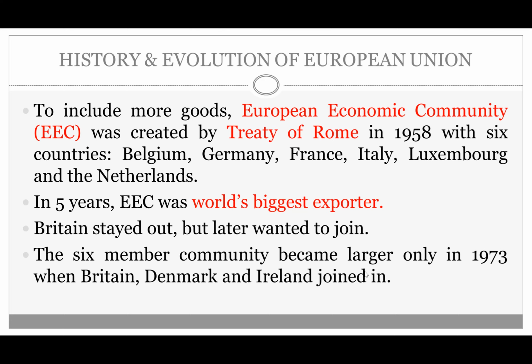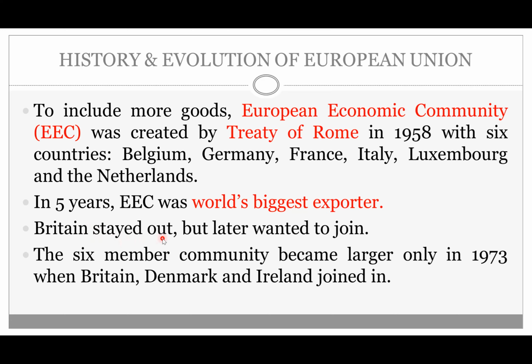The next step was taken in 1958. More goods were to be included in the community that was created. So now they create another community and name that European Economic Community. It was created by Treaty of Rome in 1958, again with 6 countries. Which 6 countries are part of this? Belgium, Germany, France, Italy, Luxembourg and Netherlands. Now this is West Germany that we are talking about. In 5 years after the creation of European Economic Community, it became world's biggest exporter. So that was the massive positive impact of creation of EEC, that it became world's biggest exporter.